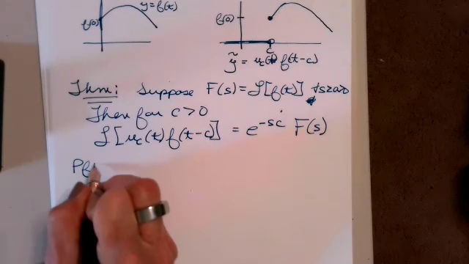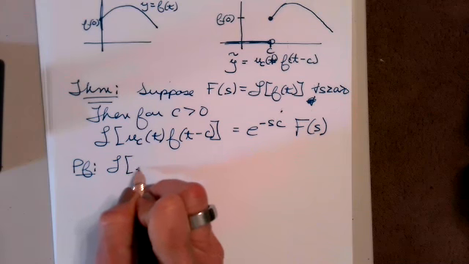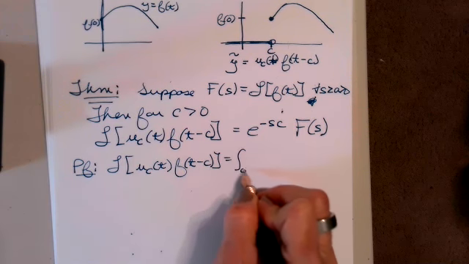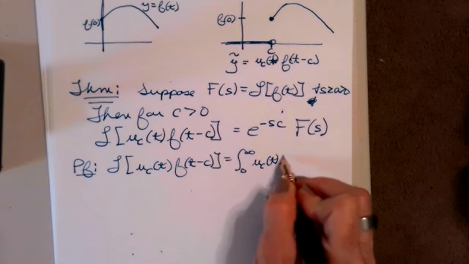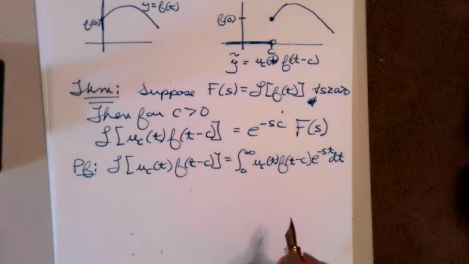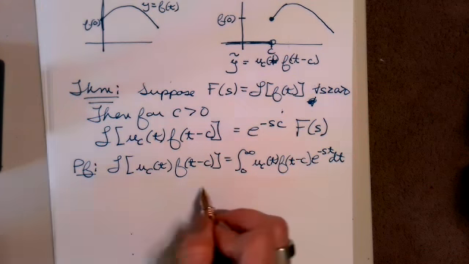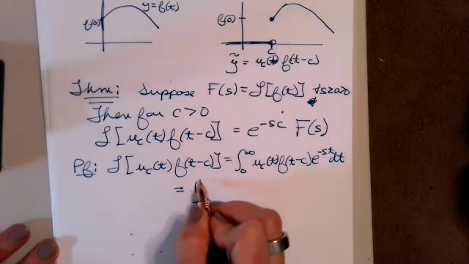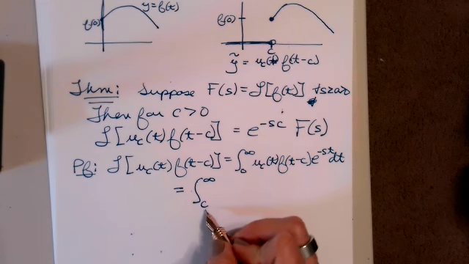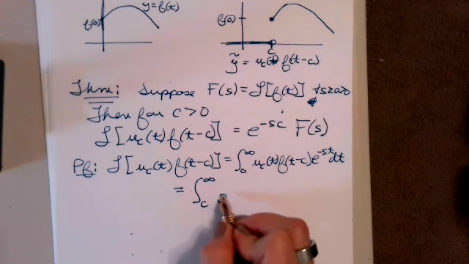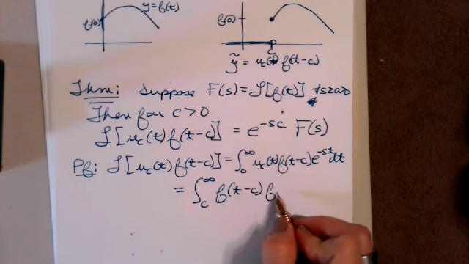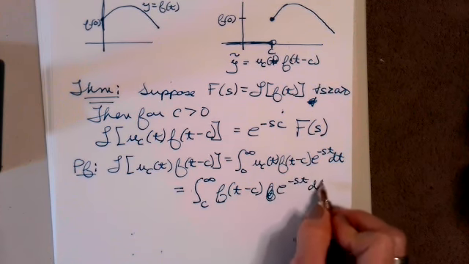All right, let's see why that's true, because that looks a little magical and it's not hard to prove. So if you look at the Laplace transform of uc of t times f of t minus c, by definition, that's the integral from 0 to infinity, uc of t, f of t minus c, e to the minus st dt. And uc is 0 for t less than c, so the integrand is 0 until you hit c. So I can just start the integral from c. Then it's f of t minus c, because u is 1 once t is between c and infinity, times e to the minus st dt.